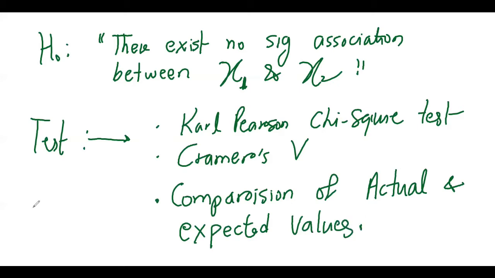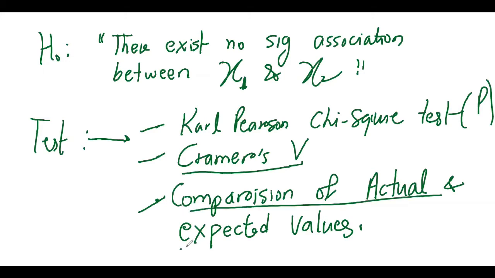So whenever you assume the hypothesis related to the chi-square, this is the language you have to use, and you have to apply 3 steps. Step number 1, see the Karl Pearson chi-square test value, see its probability value, p value, find out the Cramer's V, and find out the comparison of actual and expected values. So step by step I will explain this.